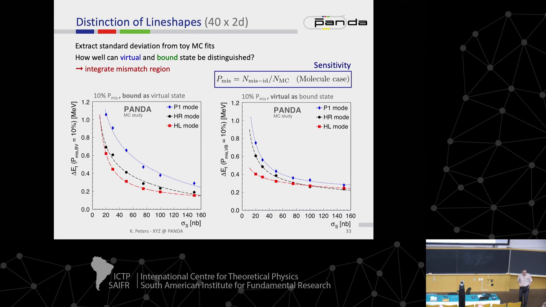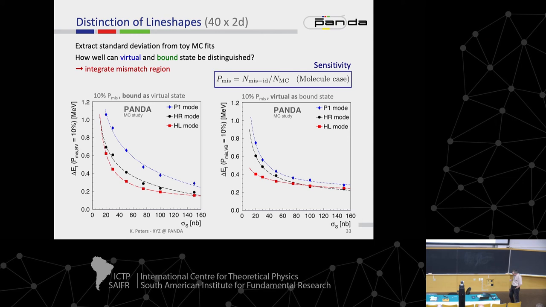If we are really in the first operation mode of PANDA, the first years with the luminosity there, then with 90% probability of saying that I really identify the bound state properly, I can do that with a resolution for the Fermi energy of 0.4 MeV if the signal is rather large, and about 1 MeV if it's maybe only 30 or 40 nanobarn. And the same is true for the other thing. So the mismatch of a virtual state wrongly identified as a bound state gives almost the same picture. The numbers are slightly different.